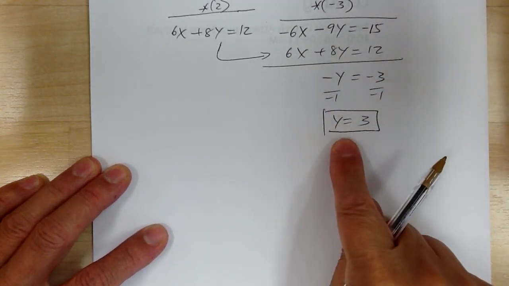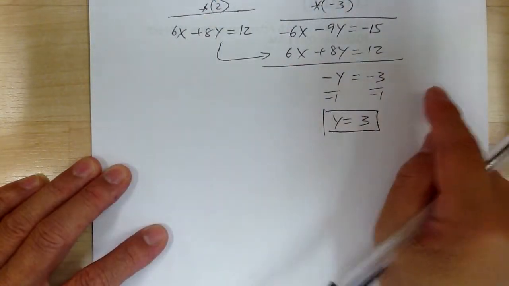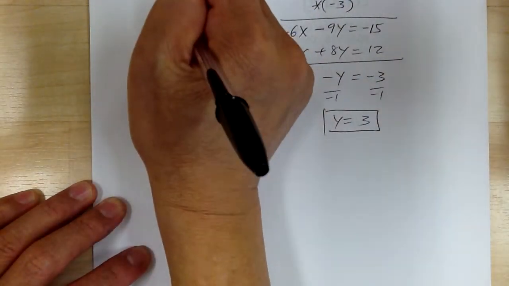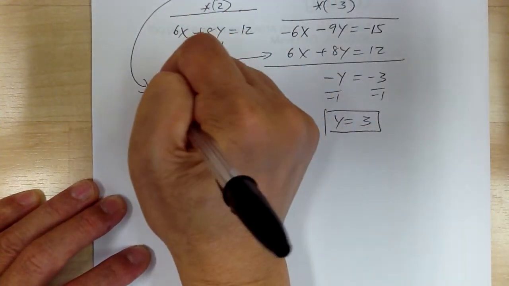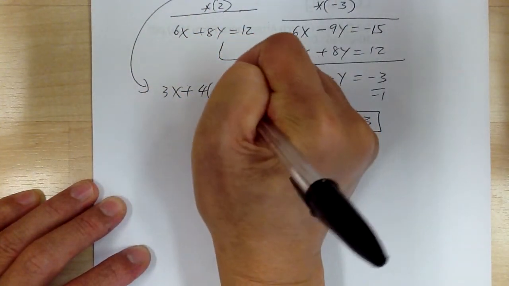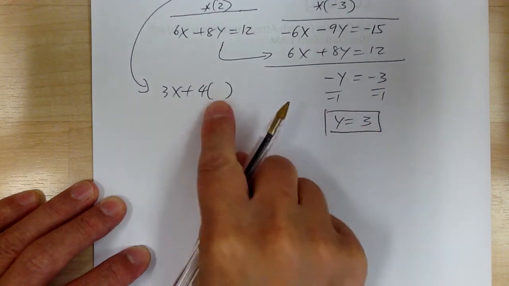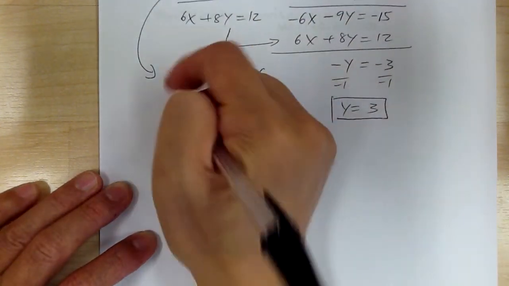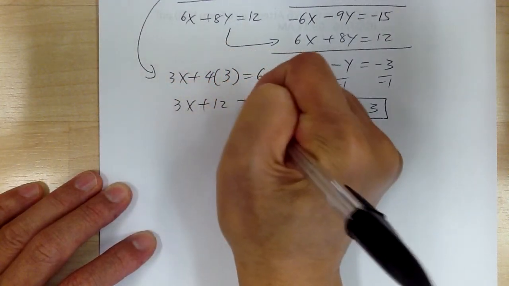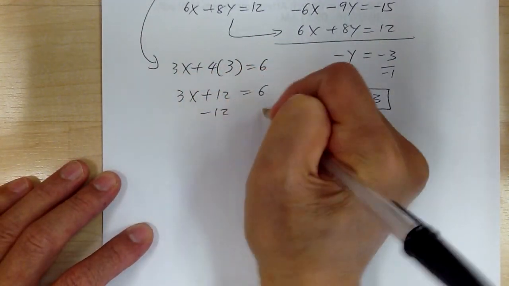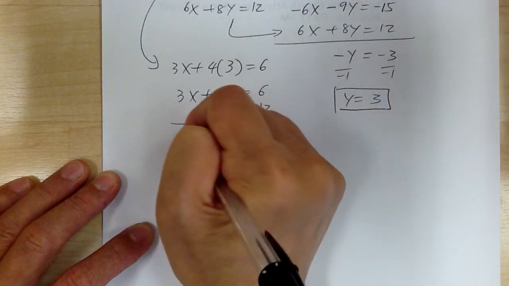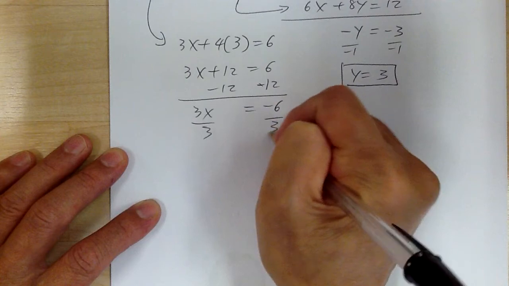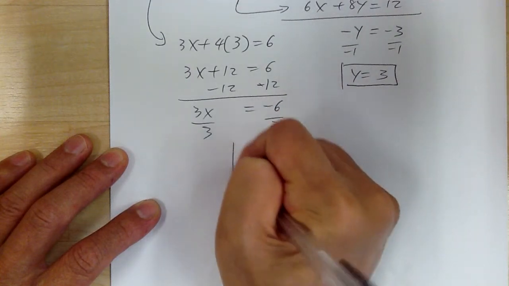So once I solve for one of the variables, pick any equation to solve. It doesn't matter which one you pick. I'm just going to pick this one. So I get 3x plus 4 times, again, whenever you substitute, put in the parentheses, right? So this would be 3, equal to 6. So 3x plus 12 equals 6. Minus 12, minus 12. So 3x equals negative 6. Divide by 3, divide by 3. So x equals negative 2.